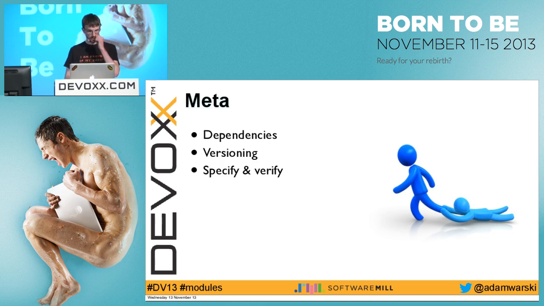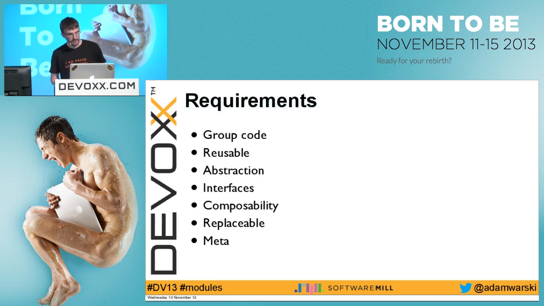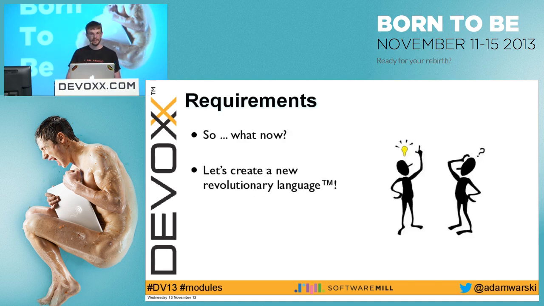Okay, so these are the requirements that I was talking about. It's a sum list. It probably can be extended in some way. So what do we do now, right? We have a set of requirements that we would like our ideal module system to have. So there's a couple of things we can do right now. We can start creating a new revolutionary language, but we have only 42 minutes left, so that may be too short. So let's look at some alternatives.